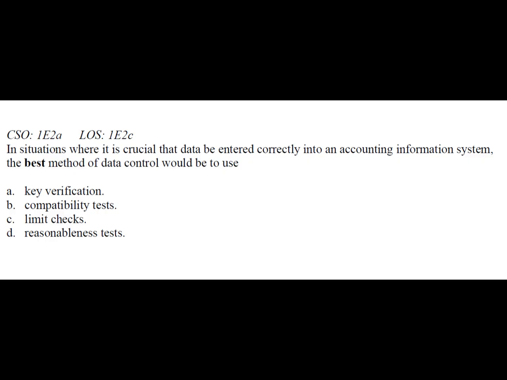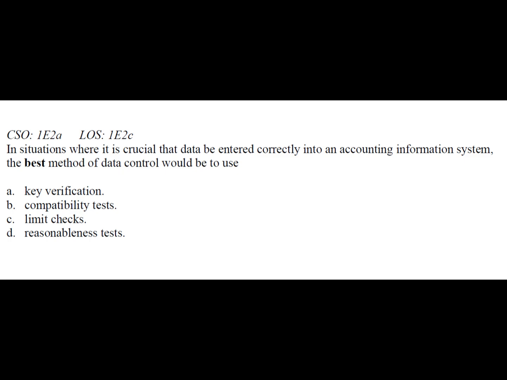The question specifically emphasizes situations where it is crucial that data be entered correctly, indicating that the control should verify the accuracy of the actual data entry process rather than simply check whether values fall within acceptable ranges or appear reasonable. Students should distinguish between different types of input validation techniques.